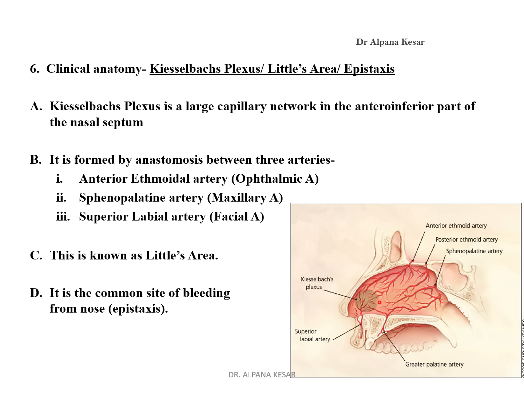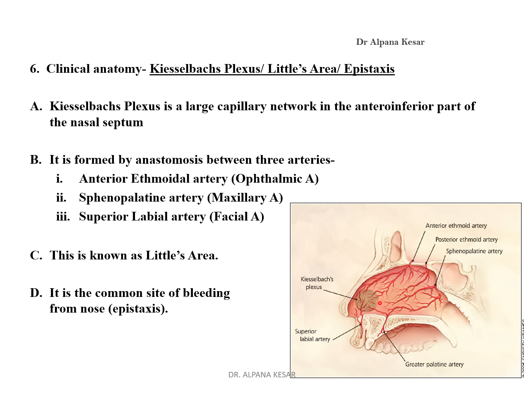A large capillary network is present in the antero-inferior part of the nasal septum and it is called Kiesselbach's plexus. It is formed by anastomosis between 3 arteries. They are the anterior ethmoidal artery, which is a branch of the ophthalmic artery, the sphenopalatine artery, which is a branch of the maxillary artery, and the superior labial artery, which is a branch of the facial artery.